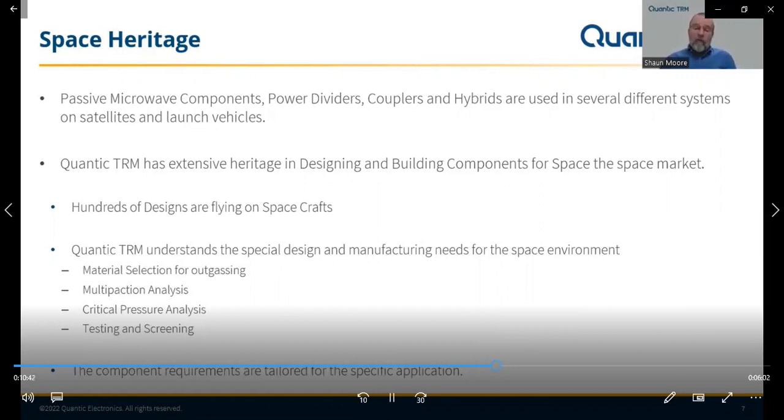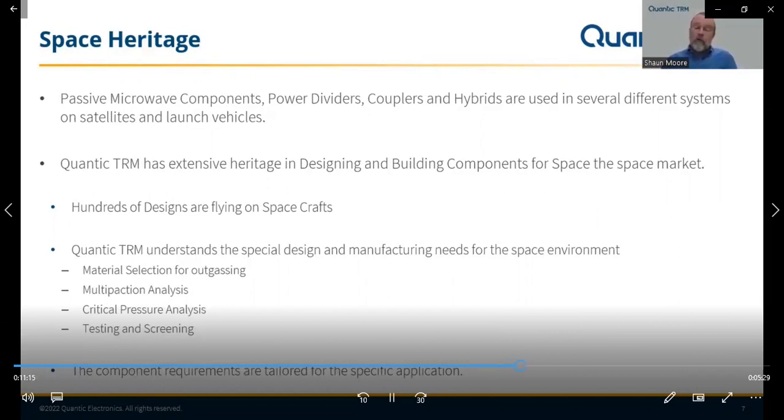Part of what we have focused on as part of our space heritage has to do with things like material selection, specifically for outgassing on very specific sorts of spacecraft. Multipaction and critical pressure corona breakdown are two failure modes that tend to be fairly unique for either high altitude vehicles or spacecraft themselves. At this point, TRM has extensive experience in designing and mitigating for those sorts of failure modes.